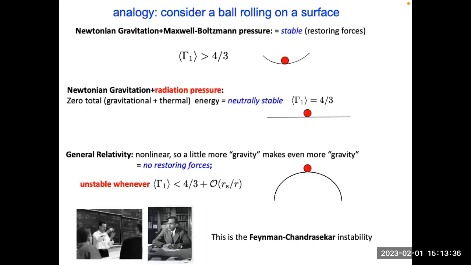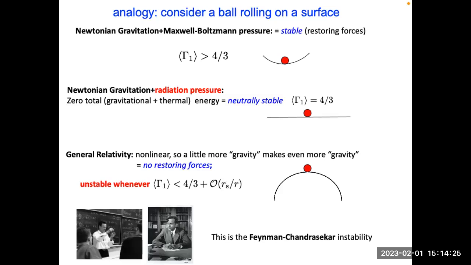All right. So again, consider a ball rolling on a surface as an analogy. If the pressure average value gamma 1 is greater than 4/3, then it's like a ball in a well. And clearly, if I perturb the ball from its equilibrium position, there are restoring forces that return it. However, if I have nothing but radiation pressure holding up the star against gravitation, and I have Newtonian gravitation only, then the pressure average value of gamma 1 is 4/3, and it's like a ball on a flat surface. It costs no energy to move that ball around, right? And likewise, if I had a Newtonian configuration with gamma 1 at 4/3, pure radiation, it would cost no energy to move the star inward or stretch it out.